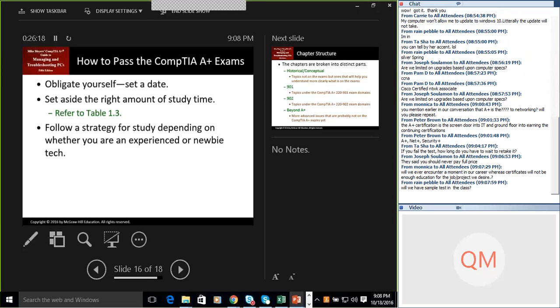They make you sign electronic documents saying that you won't discuss the actual questions and you won't discuss the simulations. But if you Google A+ simulations, you'll see pictures of all of them.